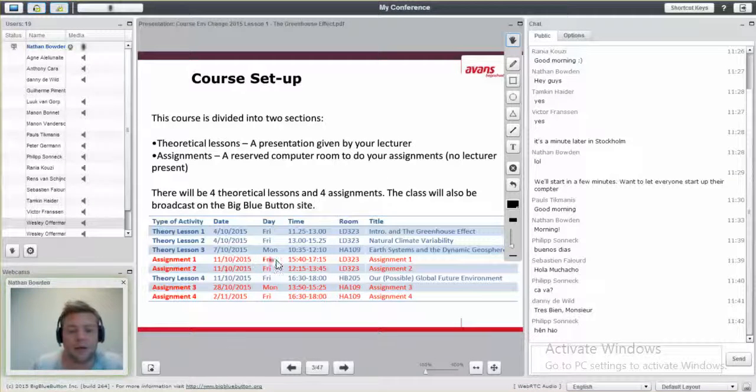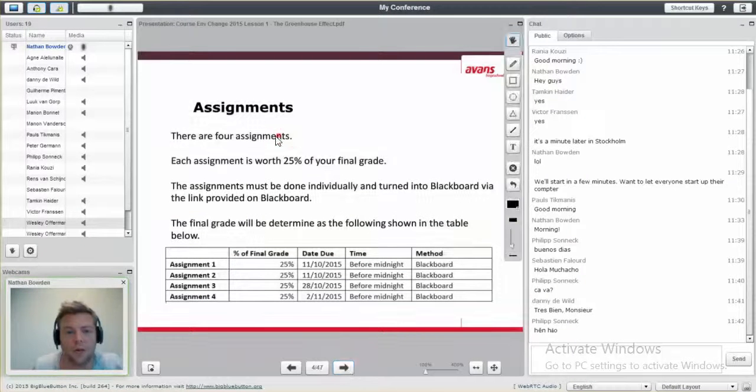So these are the deadlines, and all the assignments need to be uploaded to Blackboard, and there is a deadline. It's always at midnight. I'll show you that now. So there are four assignments. Each assignment is worth 25% of your final grade. You must do the assignments by yourself.